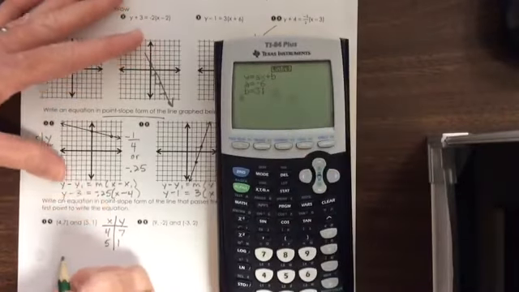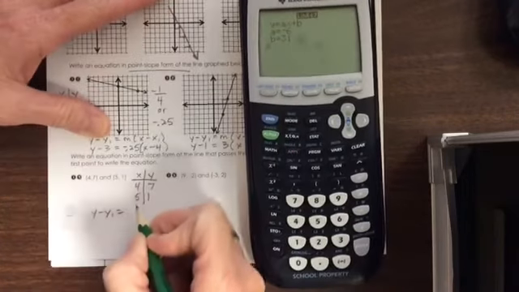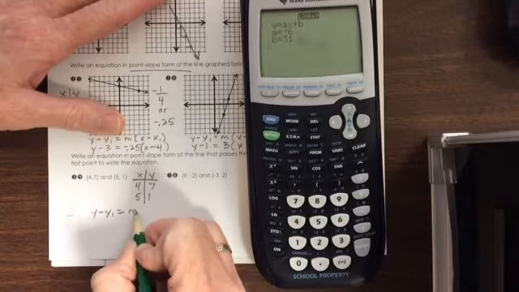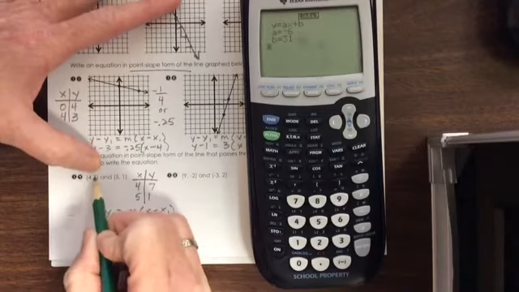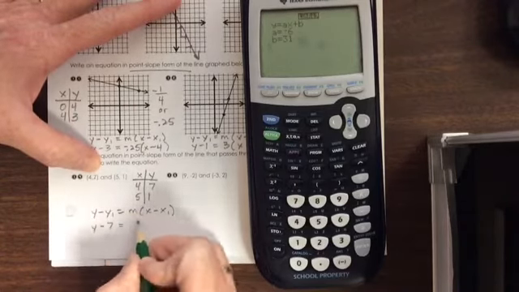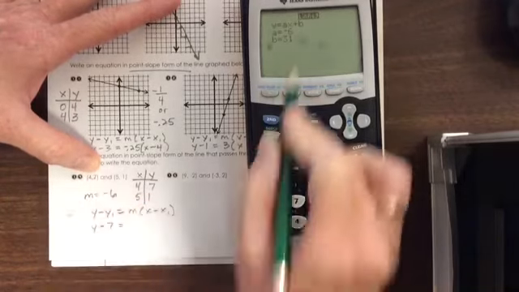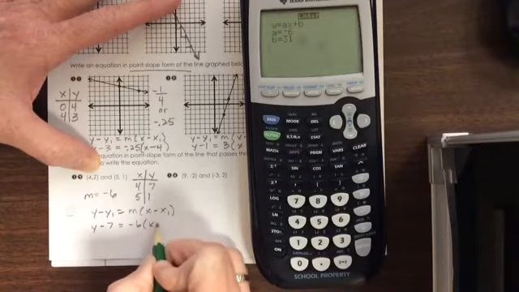So let's write this out. We have y minus y1 equals m times x minus x1. They said to use the first point, so we will. So y minus 7 equals our slope is -6. So -6 times x minus 4.